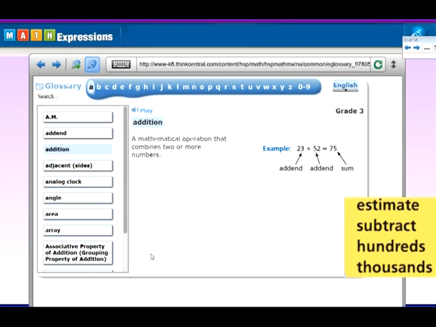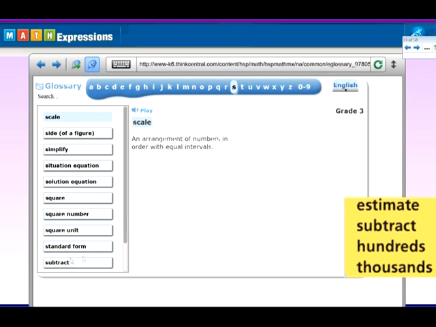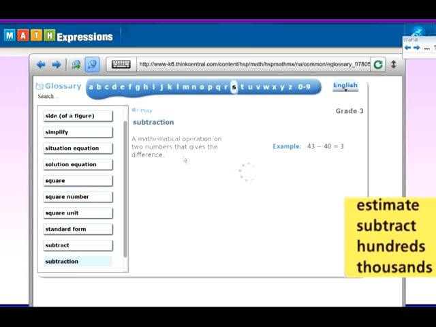Start with the A's, addition. Addition is a mathematical operation that combines 2 or more numbers. Notice it uses 2 addends, 2 numbers that are added together to equal a sum. If we look at the opposite, subtraction, we're going to find the difference of 2 numbers. Subtraction is also a mathematical operation on 2 numbers that gives a difference. So 43 minus 40 equals 3.